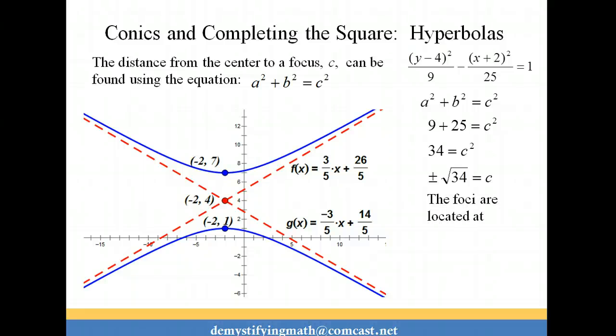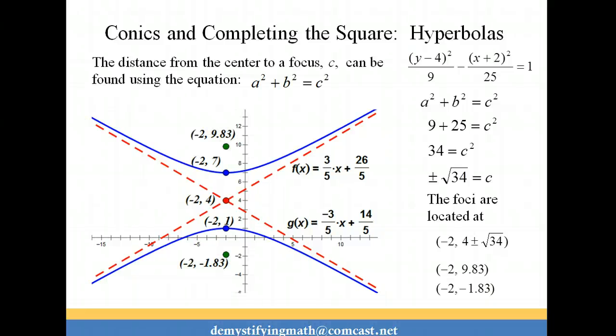So you can find the foci because they're in line with the vertices and the center. So we want to move from the center up square root of 34 and down square root of 34. So we're going to add it and subtract it to 4. So we get approximately (-2, 9.83) and (-2, -1.83) for our focal points.